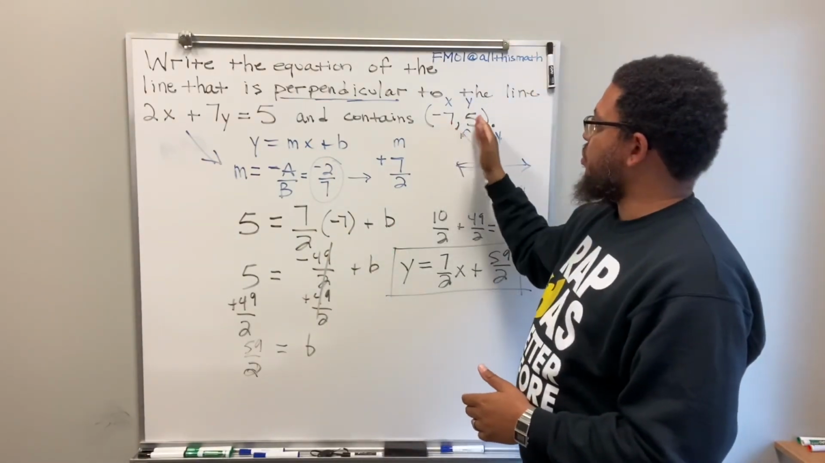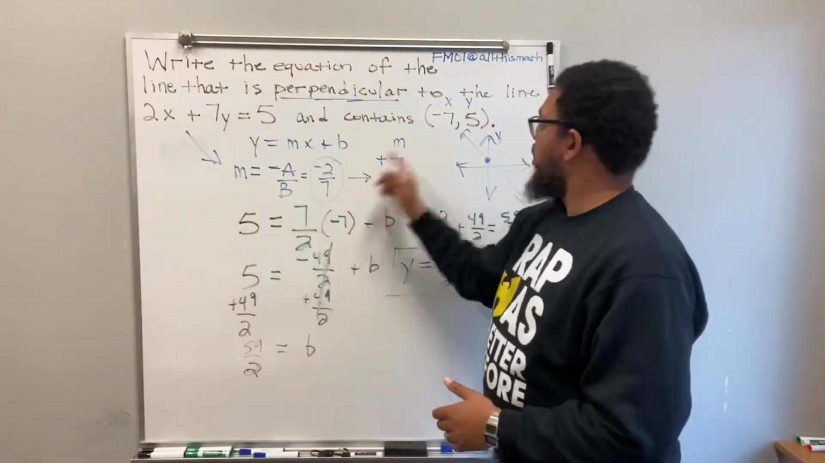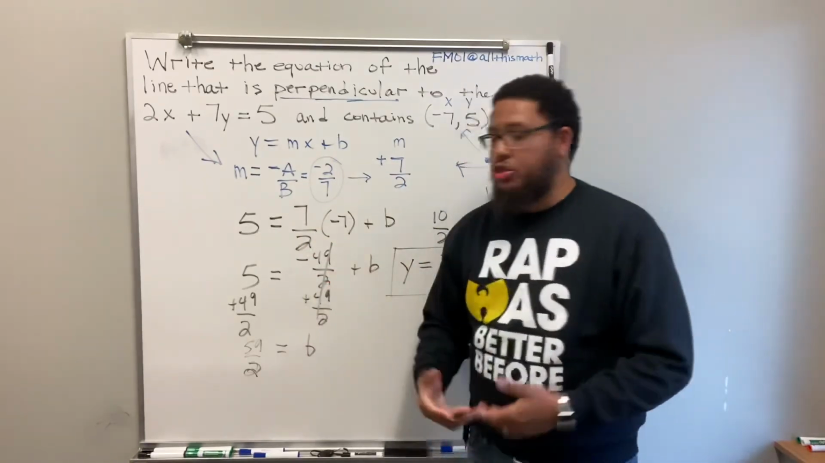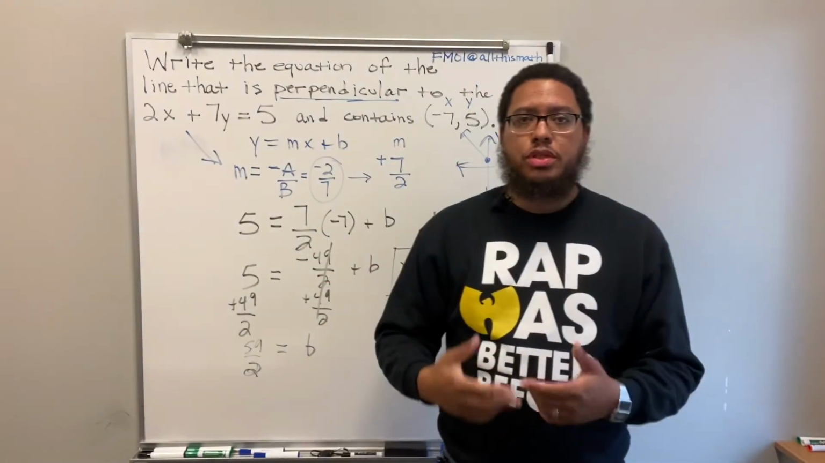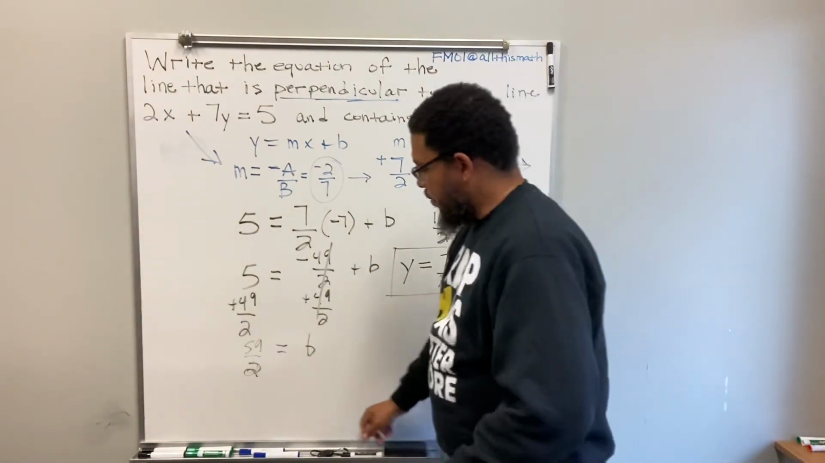So you know X, you know Y. Replace the X with that number. Replace the Y with that number. Replace the M with that number. And then you solve for B. But you got to know how to use the steps of algebra and how to solve equations in order to do that.